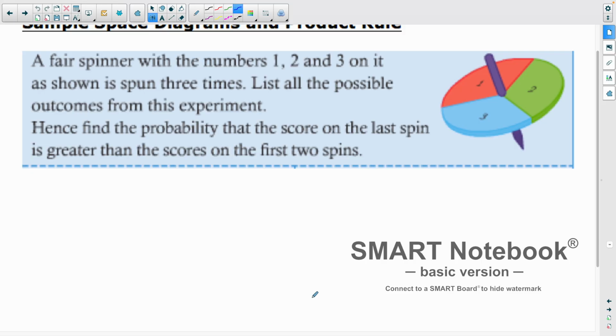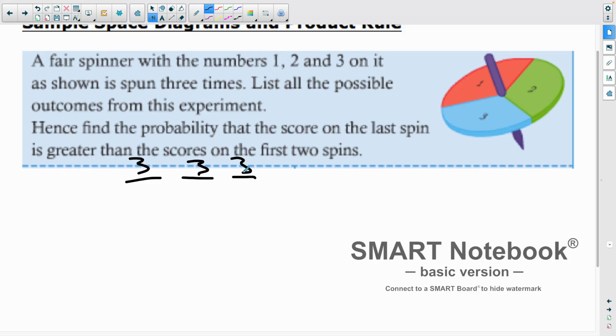Okay? Why? Because on the first spin, how many outcomes do I have? 3. How many outcomes do I have for the second spin? 3. How many for the third spin? 3. So 3 times 3 times 3. That's that counting principle that we talked about on Monday. I can get 27 different things.